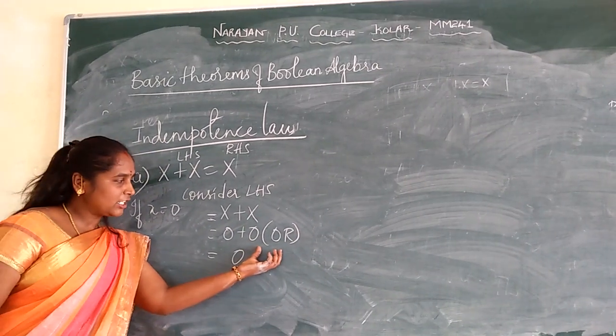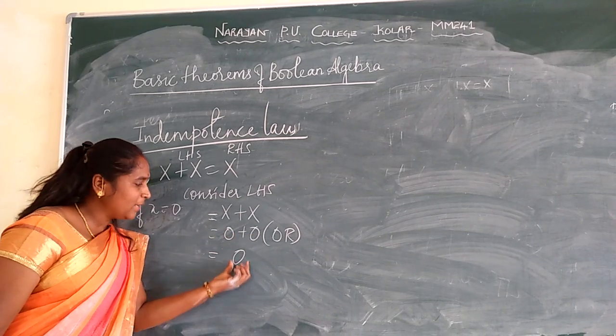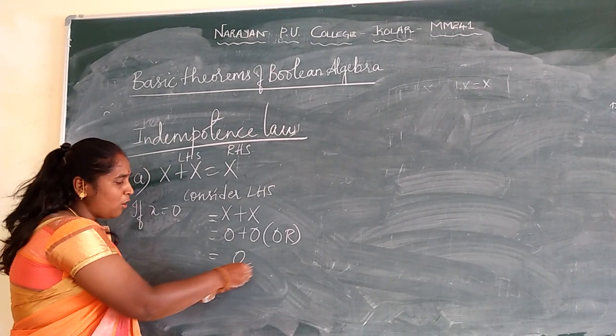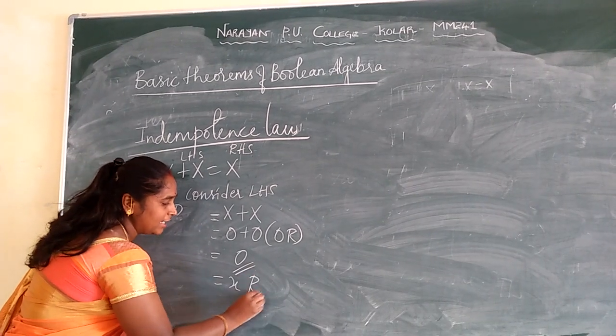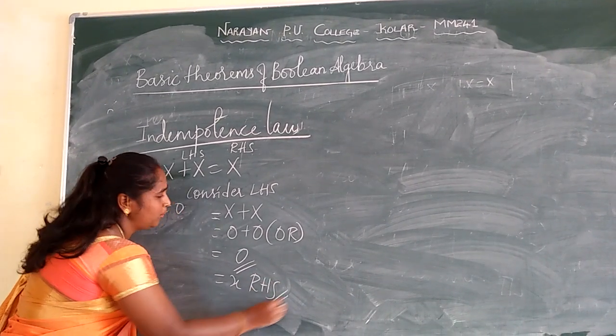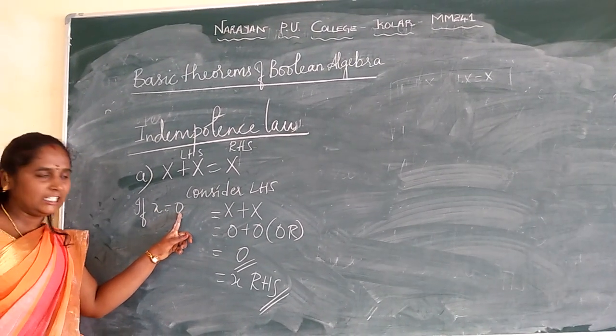I have already explained this in your postulates: 0 plus 0 is nothing but 0. What does this 0 hold here? It is nothing but x. So x, that is the RHS, is the proof, when substituting the value x equal to 0.